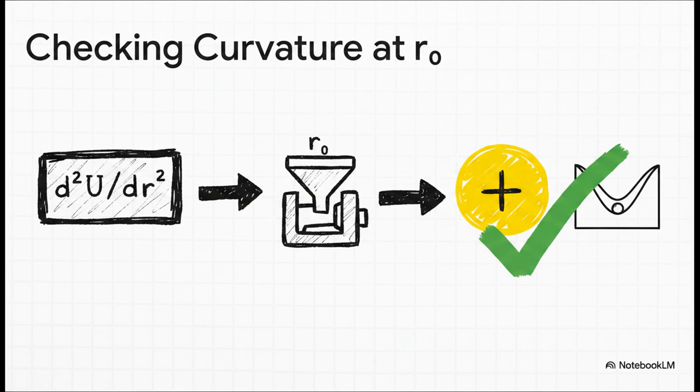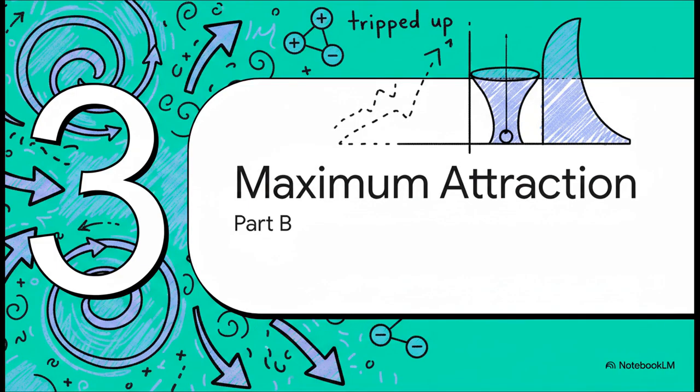I know the algebra looks a bit hairy, but when the dust settles, it simplifies down to b to the fourth over 8a cubed. And since the problem told us from the start that a and b are positive, this whole thing has to be positive. A positive curvature means we're in a valley. Our equilibrium is stable. Check. All right, on to the second part of the problem.